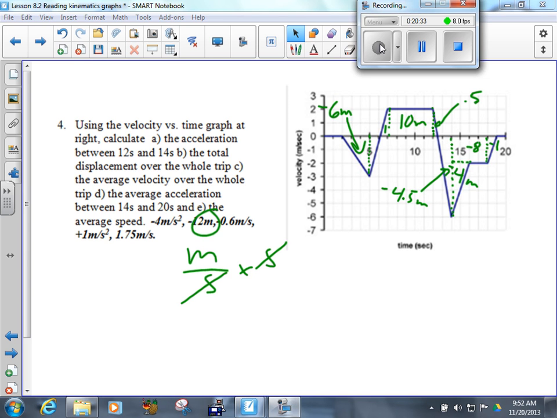Listen up here for a sec, guys. On number 4 and on number 5, a lot of people are coming and asking me the same thing. At the bottom for part E in number 4, it asks how you calculate the average speed. What's the formula for average speed? What two things do you need? Total distance and total time.